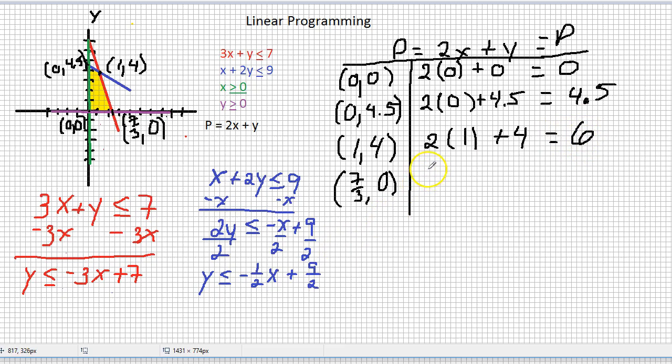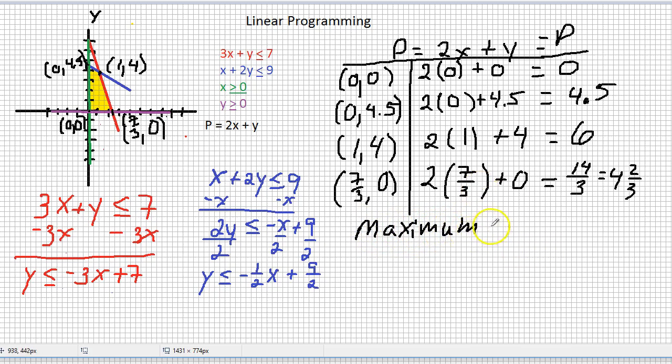All right, so 2 times 7/3 plus 0. Well, 2 times 7 is 14, so 14/3. Well, 3 goes into 12 4 times, and there's 2 left over. So this is really 4 2/3.